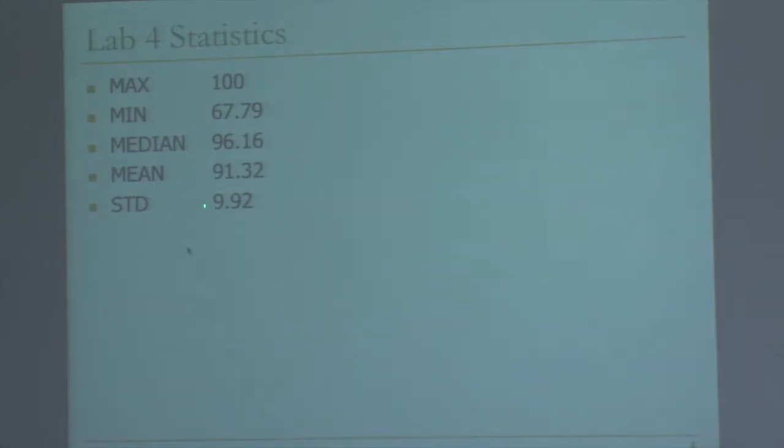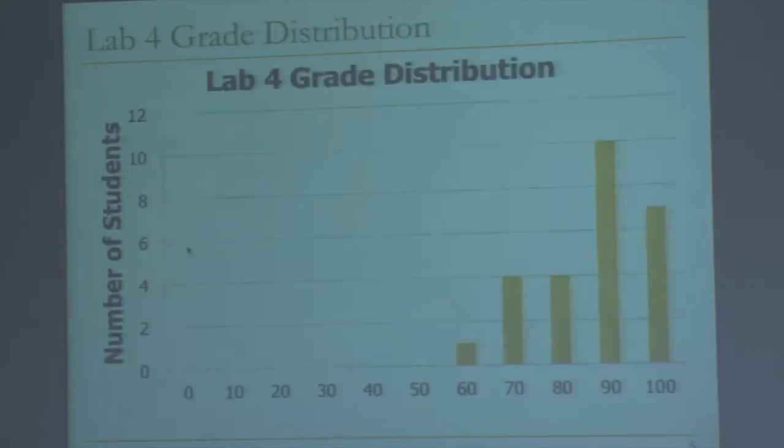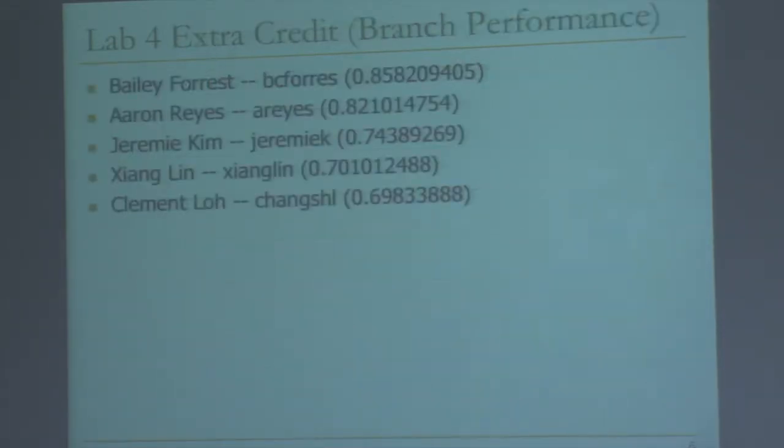These are the statistics on lab 4. I was actually pretty happy with the scores over here. So if everybody does this, then you'll all get A's, hopefully, going forward in the course. So the median was 96, mean was 91. And the distribution looks like this, instead of having stuff around here. That's good. So I'm happy to see this.